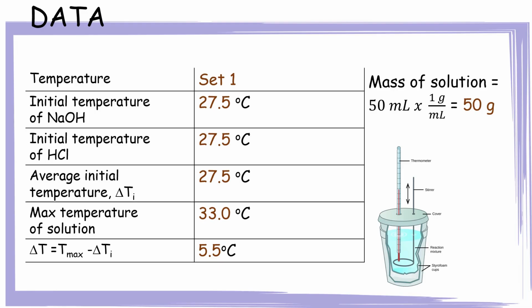Delta T for the reaction is T maximum minus the average initial temperature, which is 5.5 degrees Celsius. The mass of solution is 50 grams.